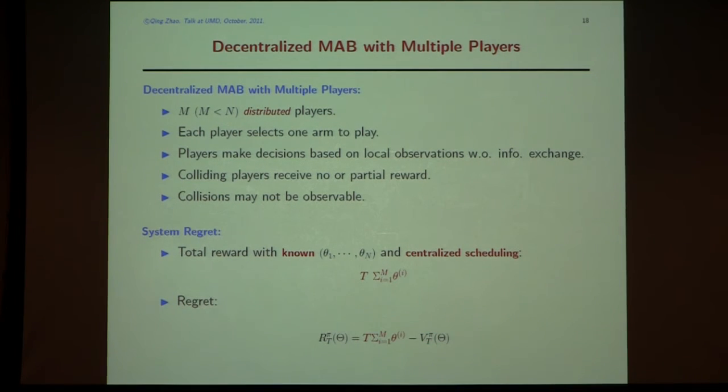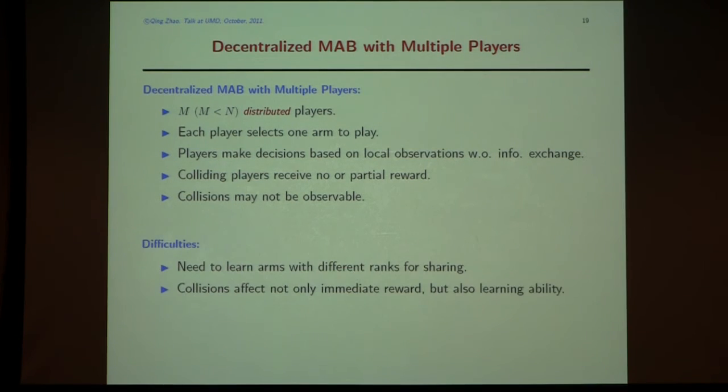And we want to minimize the regret growth rate. And again, if we can have a sublinear regret, then we can achieve this best possible average performance, the sum of all the m largest thetas. That's the best we can get under this most idealistic scenario. So challenging, as we have mentioned, if collisions are not observable, it affects not only immediate reward, but also our learning ability, which is really a more profound effect.